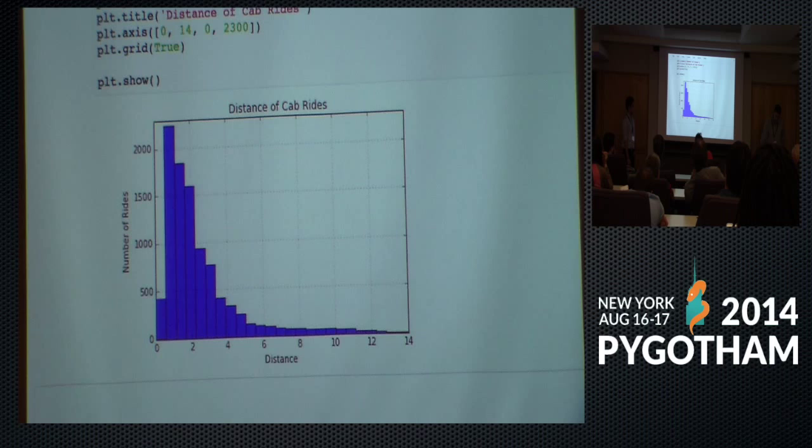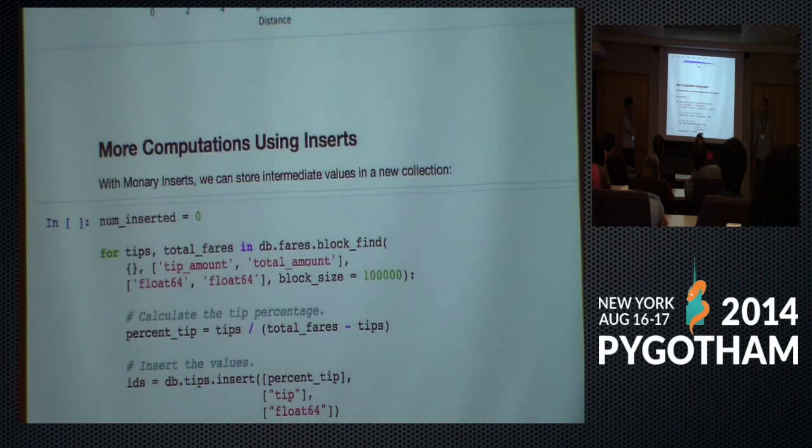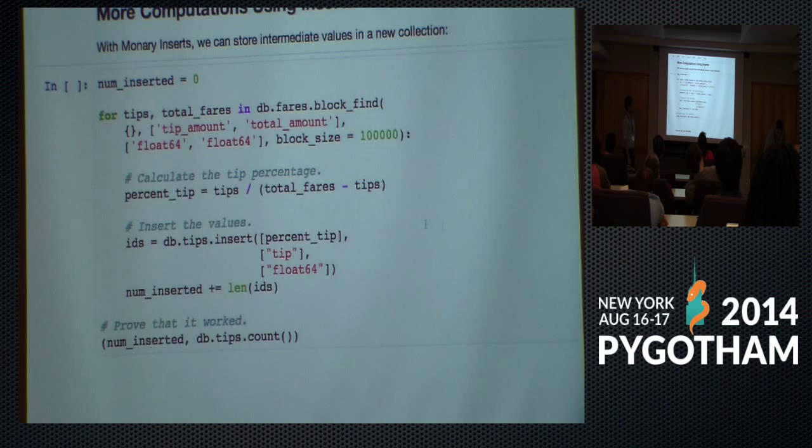So all of this has been pretty cool so far. But we haven't done anything extremely intense computationally. But we can do that using Monary because we can insert intermediate values back into new collections. This one's going to be writing to disk, so I'm going to start it while I talk you through it. What's happening is we do a block find again, and we iterate through our blocks. This time we're going to be looking at the tips, which is the amount that people in the cab tipped, and the total amount that they paid. We're going to calculate the percentage that they tipped, so like the percent tip they left when they exited the cab. And that is all done with vector operations, because NumPy does this natively for us.